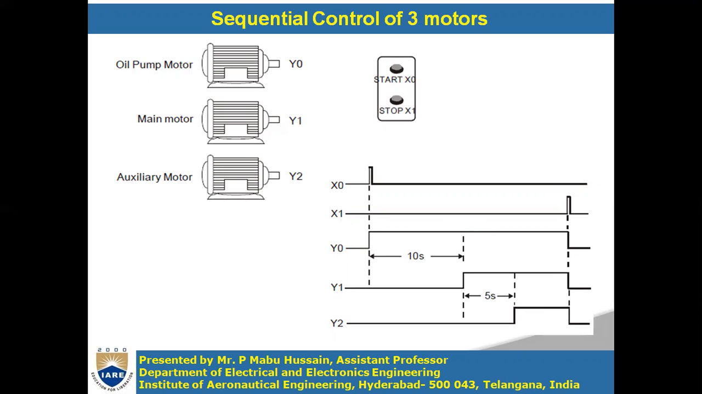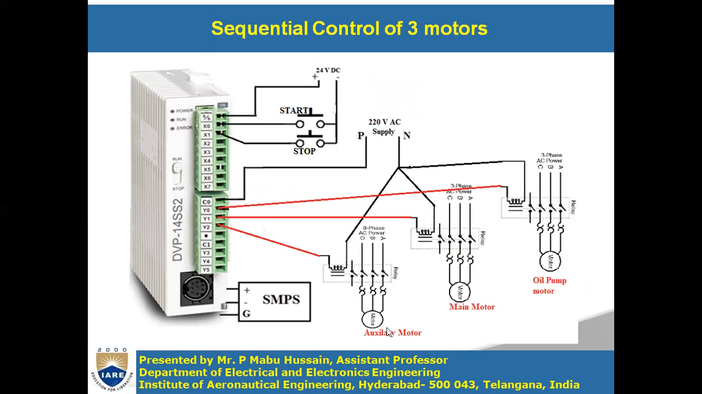Now, how can this be done with the PLC? Let us see. This is the connection diagram of three motors with the PLC. All three motors are three-phase induction motors: the oil pump motor, the main motor, and the auxiliary motor. Let us assume all three are started with a DOL starter.